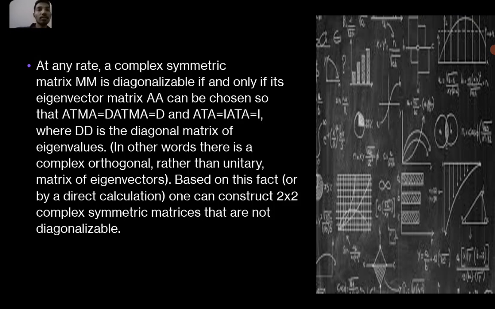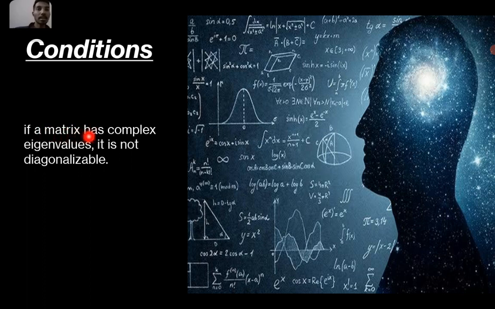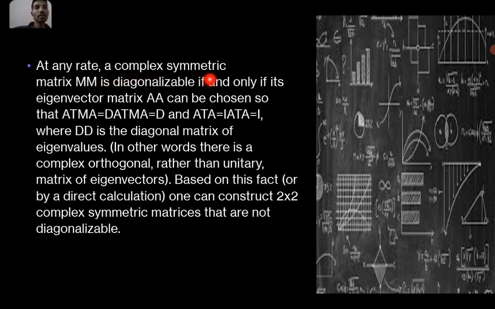Conditions. If a matrix has complex eigenvalues, it is not diagonalizable. A complex symmetric matrix M, n by n, is diagonalizable if and only if its eigenvector matrix A can be chosen so that A transpose MA equal to D and A transpose A equal to I, where D is the diagonal matrix of eigenvalues. Based on this fact, one can construct 2 by 2 complex symmetric matrices that are not diagonalizable.